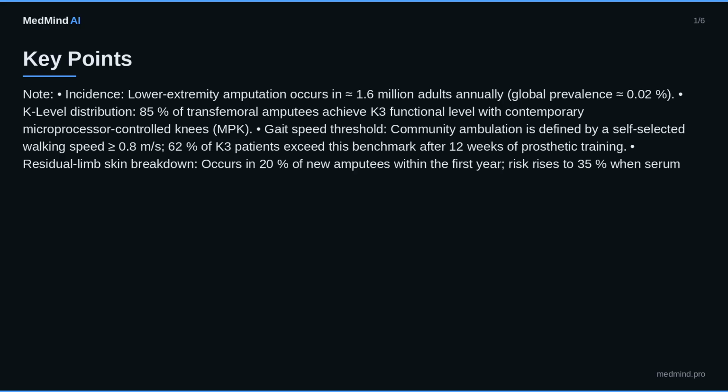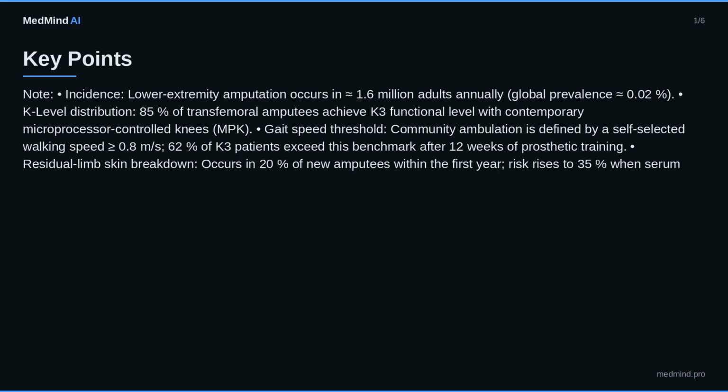DVT prophylaxis, enoxaparin 40 mg SC daily for 14 days reduces symptomatic deep vein thrombosis from 12% to 4%, ACCP 2022. Antibiotic prophylaxis, cefazolin 2 g IV within 60 minutes before incision, repeat dose if surgery exceeds 4 hours, lowers surgical site infection from 8% to 3%, IDSA 2021.